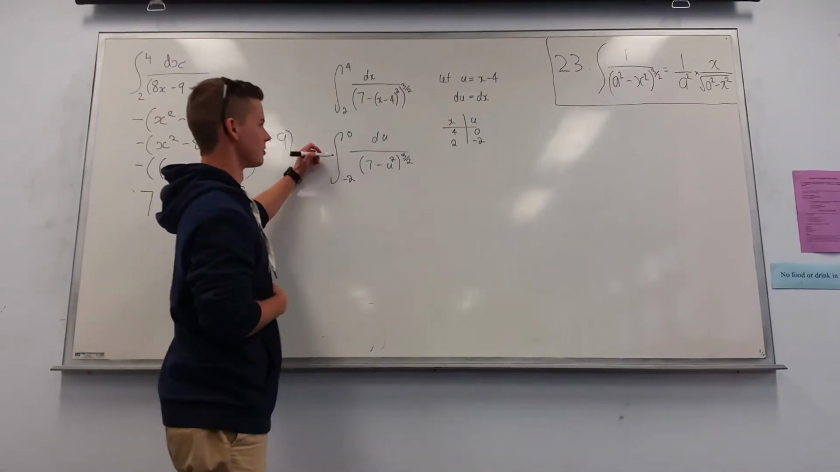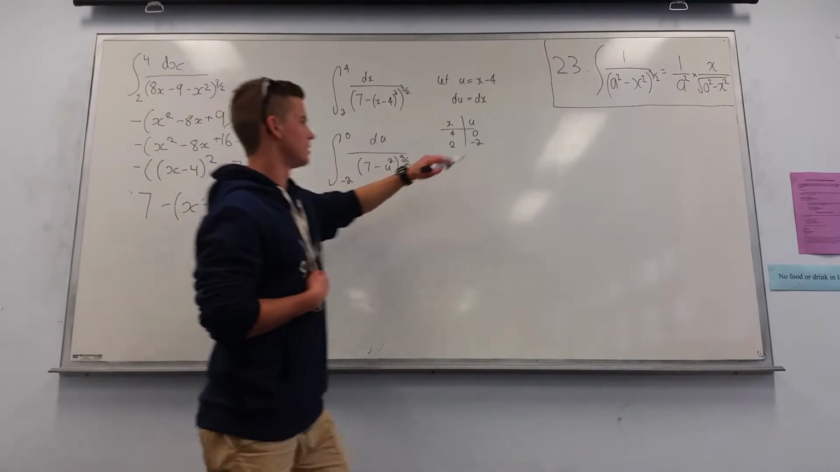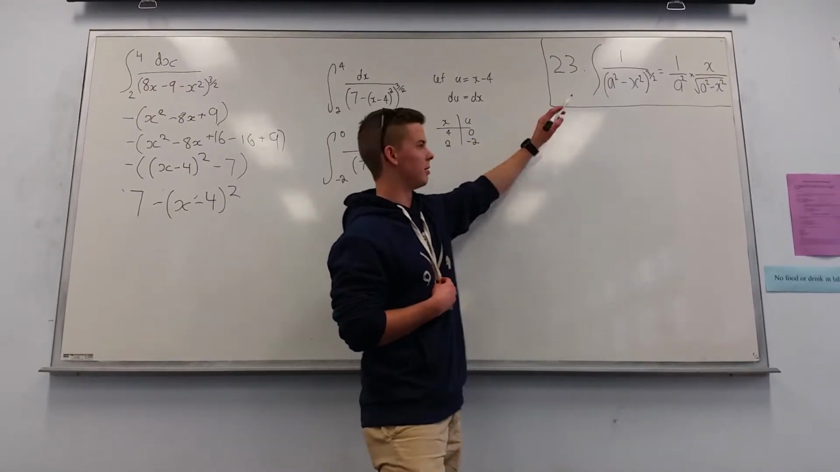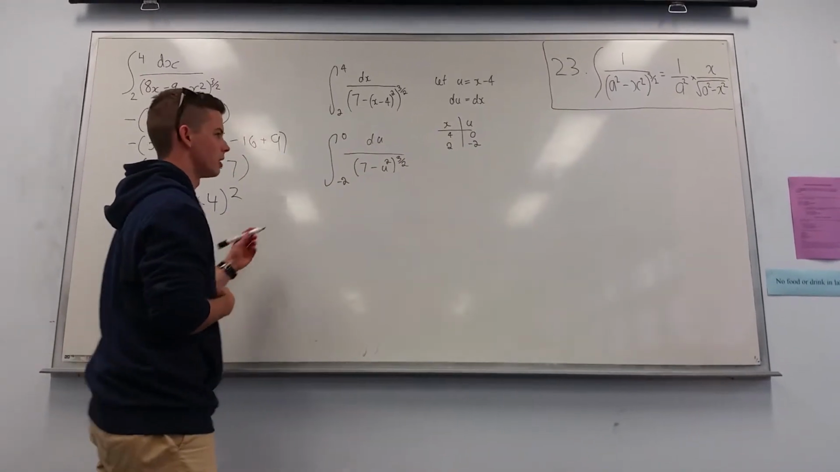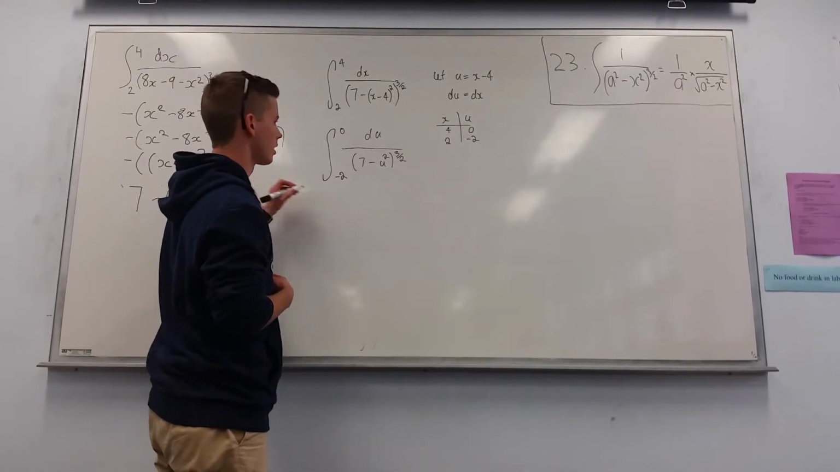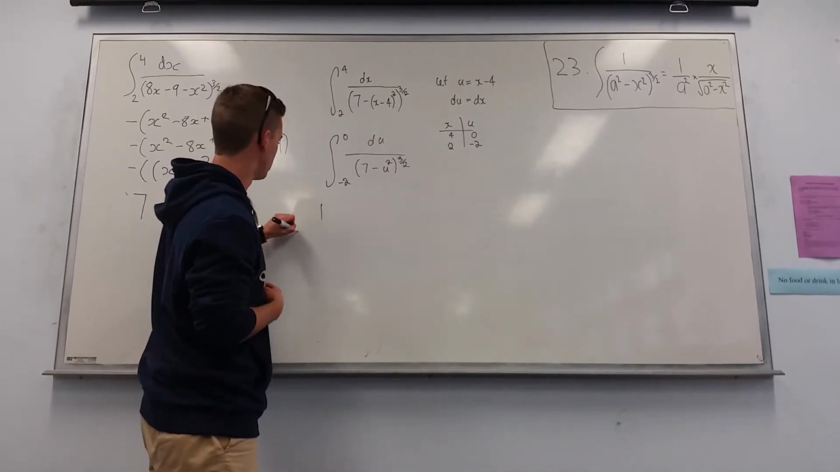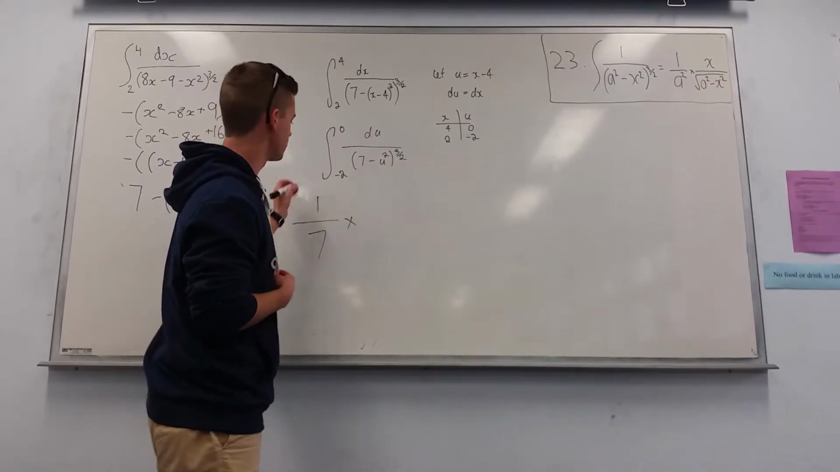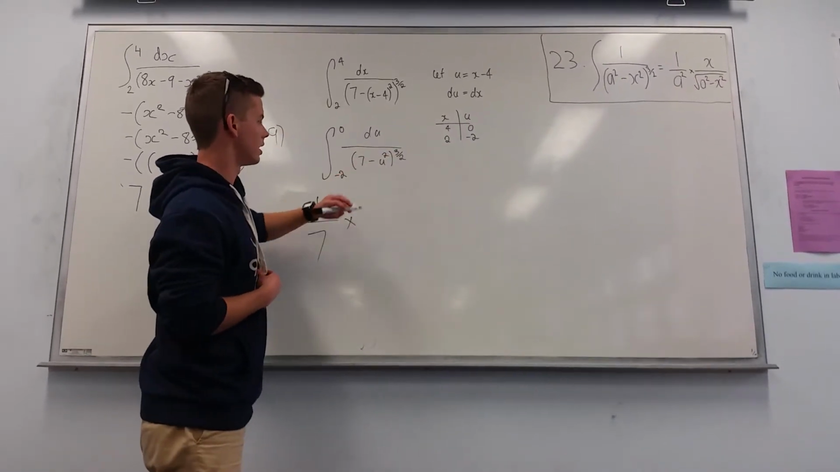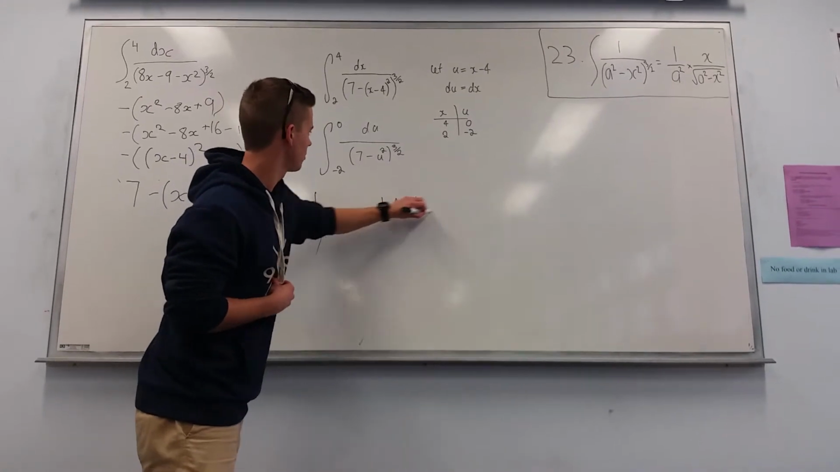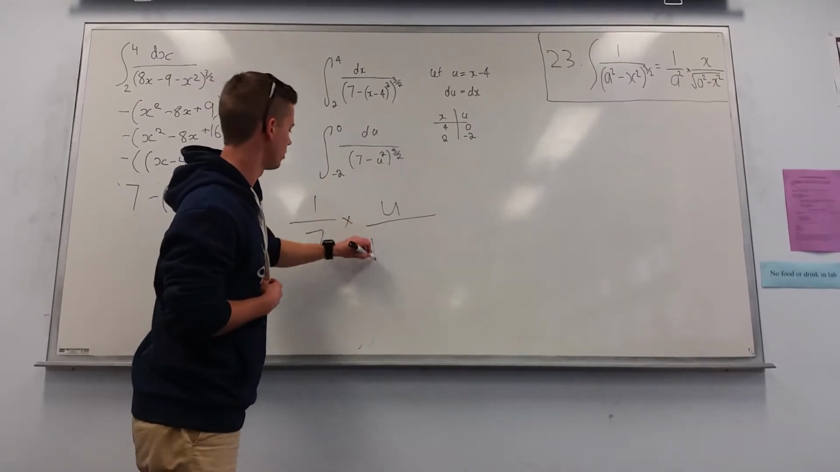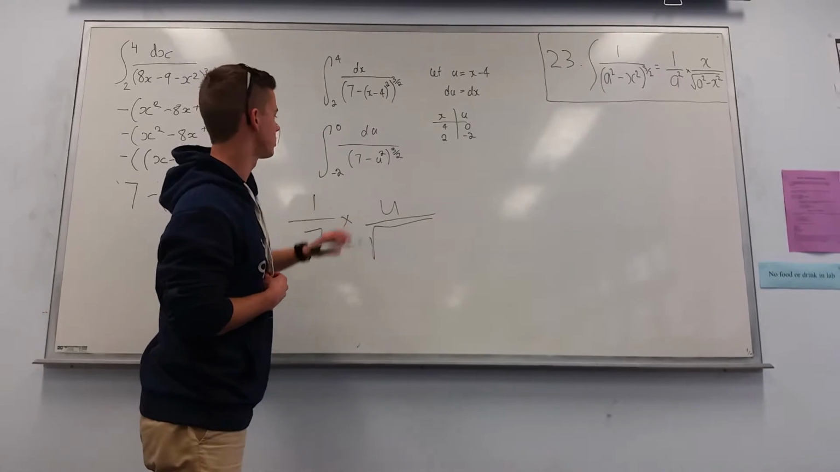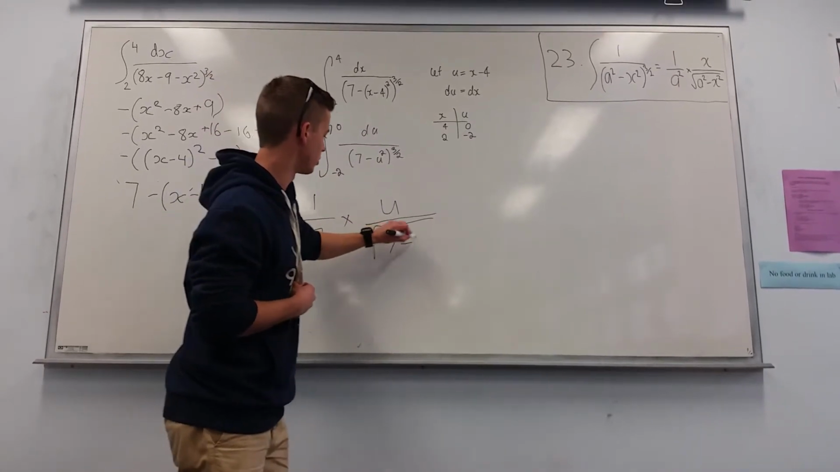Okay, so we have this integral here, which we can relate to the 23, which can be found in the table of integrals. So if we change the form around to integrate it out, we can see that we have 1 over a squared, which is 7, times x, in this case x is u. On the bottom we have square root of a squared, which is 7, minus u squared.